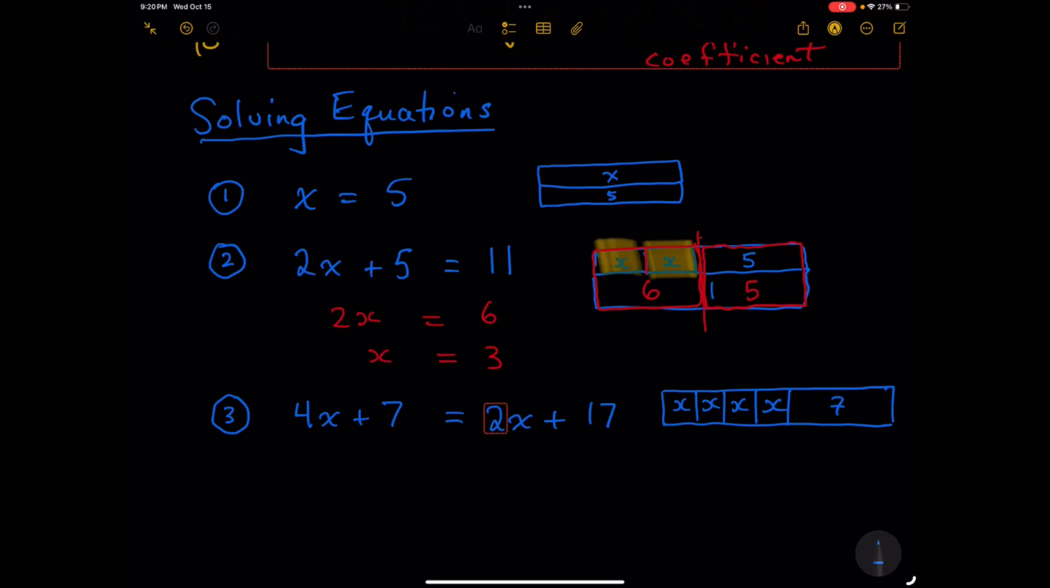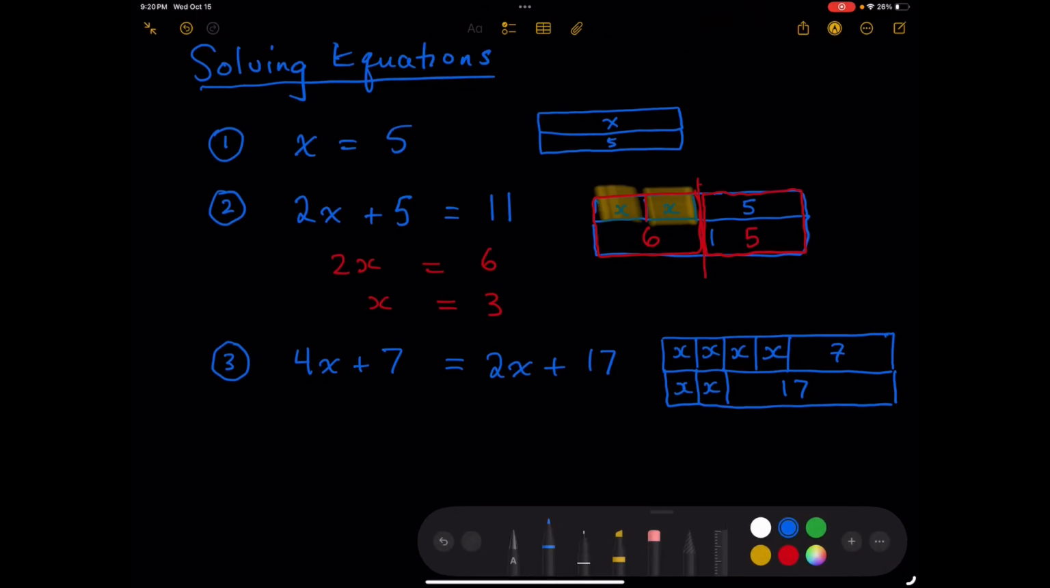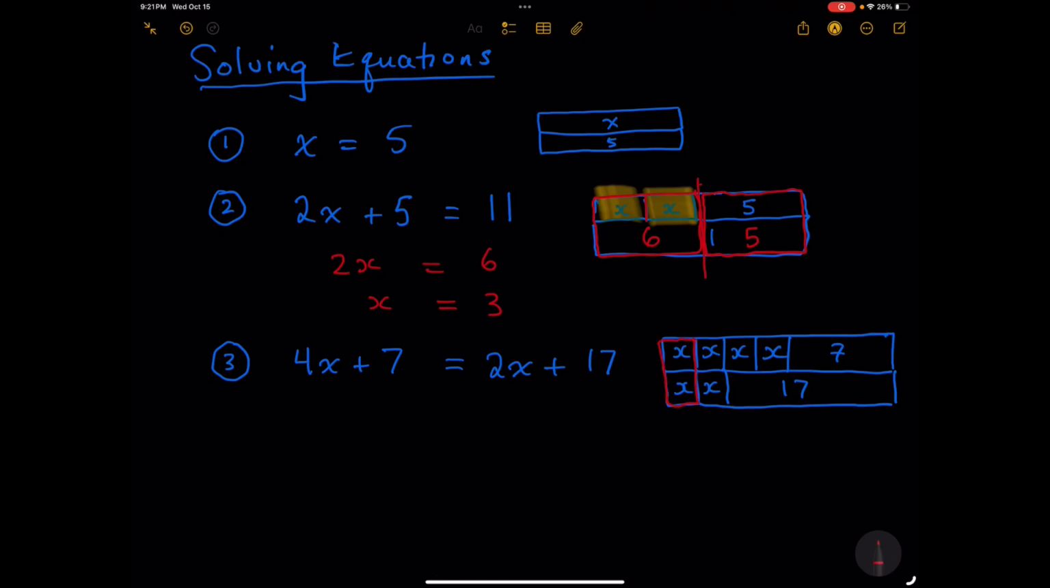And right below it, I'm going to put 2x. So there's 2x, 1x. And then I've got 17 here. Okay? So visually, it's kind of neat, because this x and this x, along with the second pair, I can just forget about them.